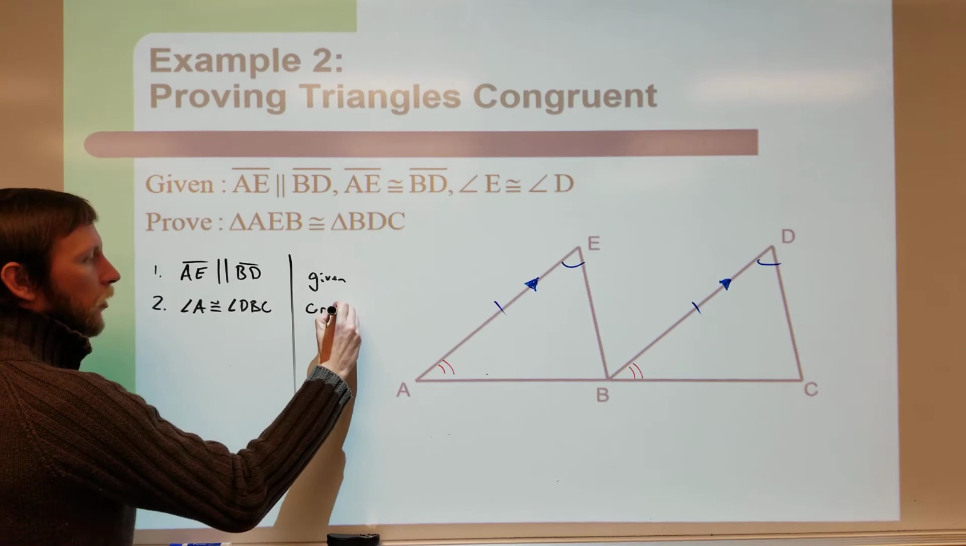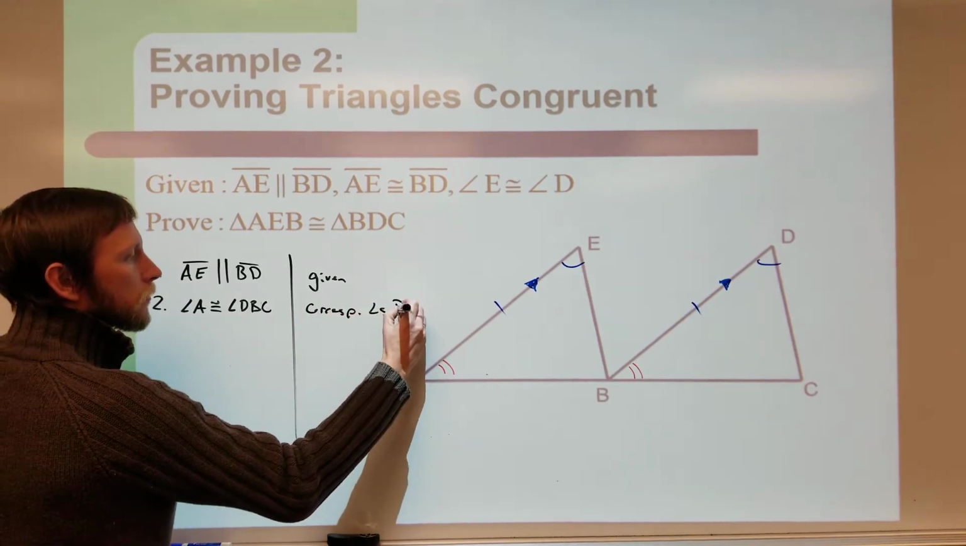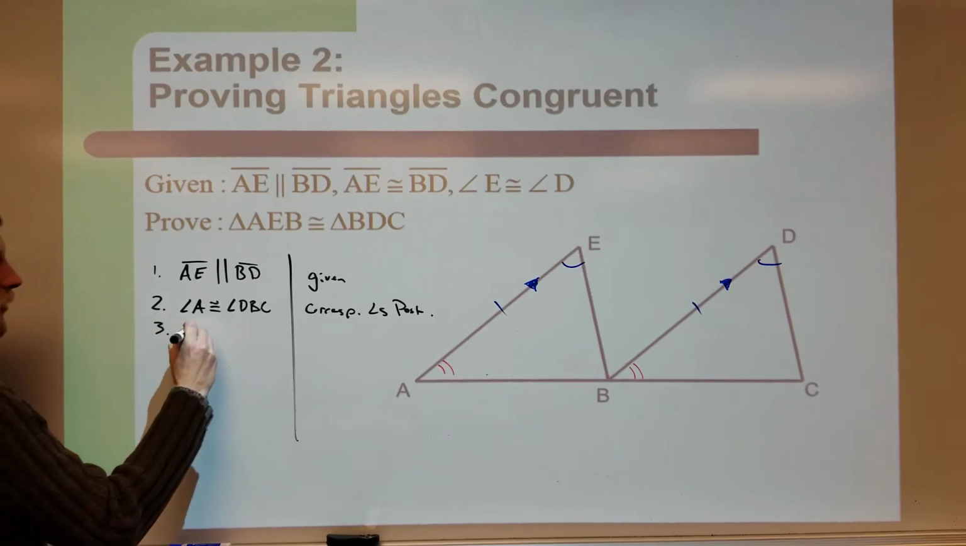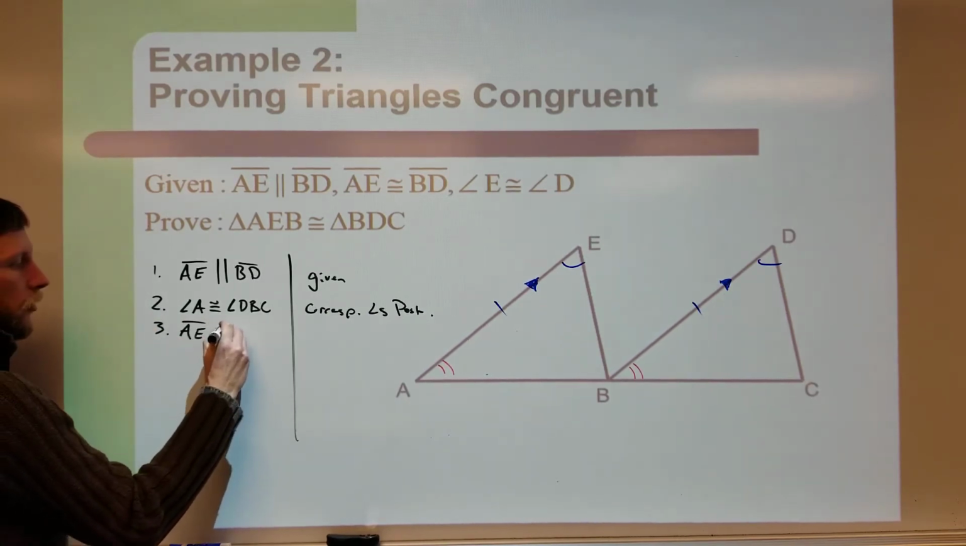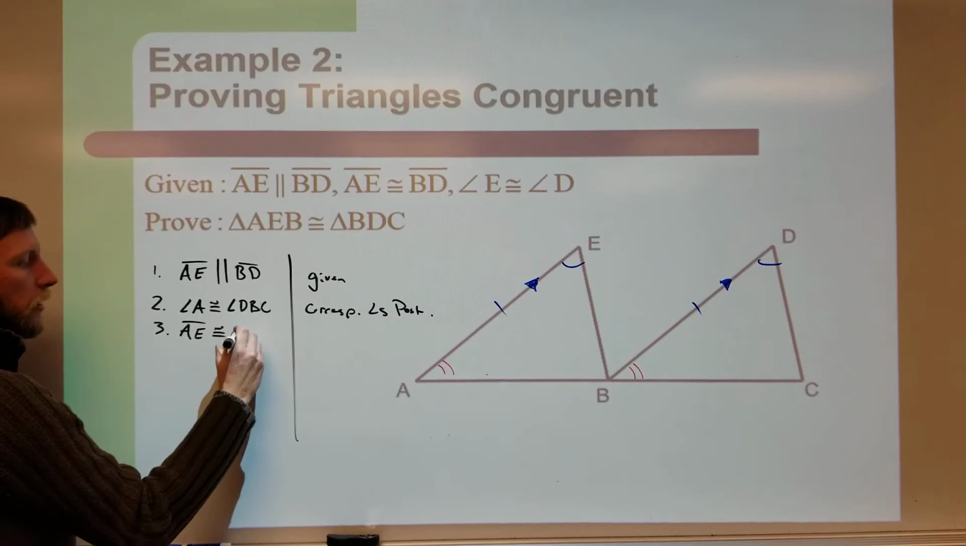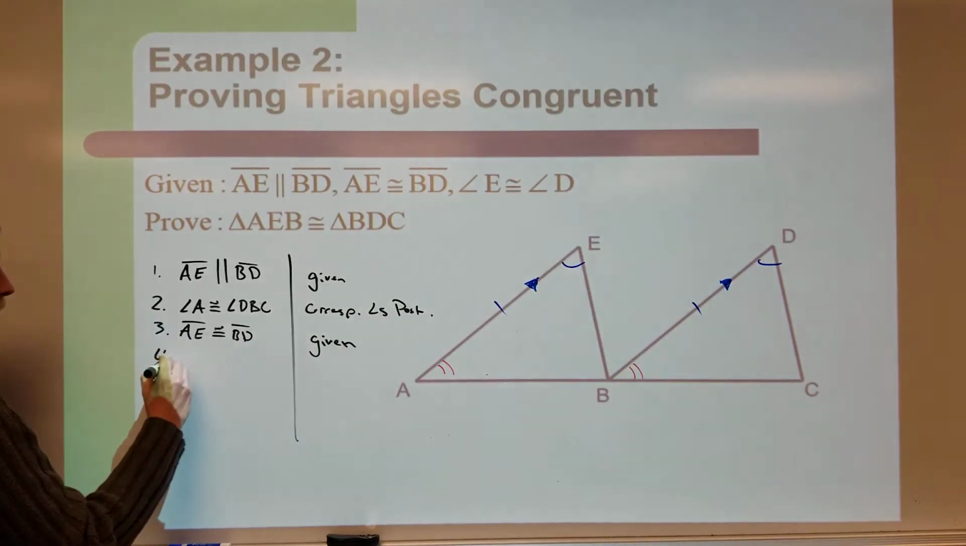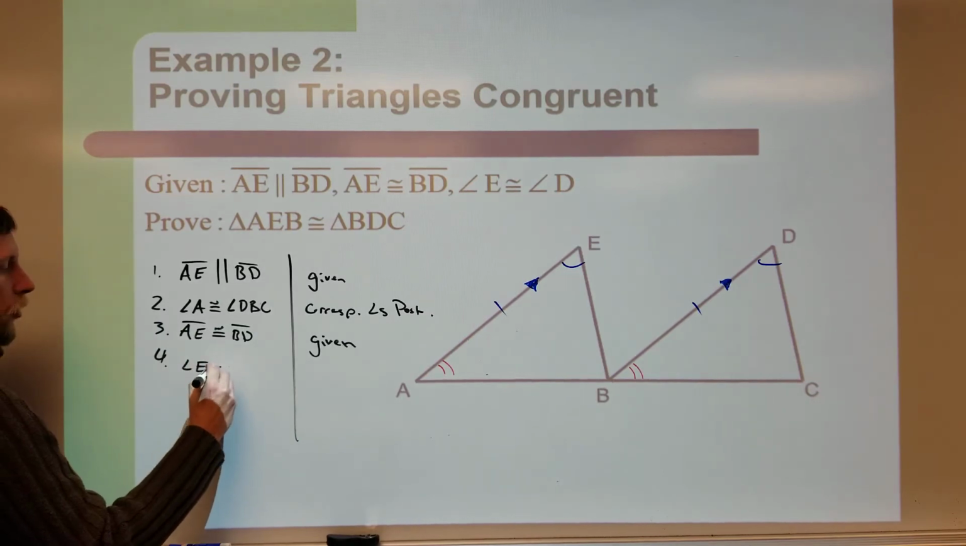By the corresponding angles postulate. We are also told that the segment AE is congruent to the segment BD. And finally, we are told that the angle at E is congruent to the angle at D.